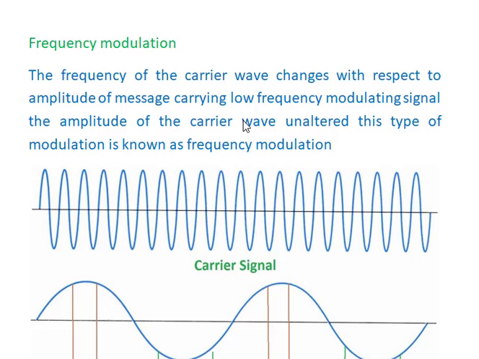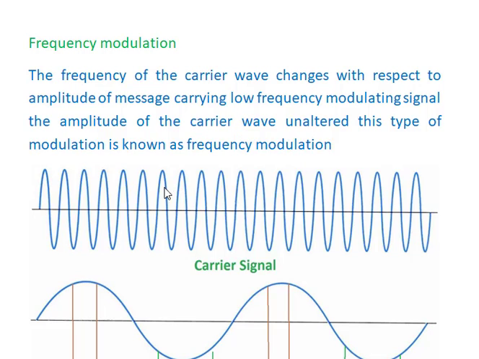Dear students, today we discuss frequency modulation. We know well that frequency modulation is nothing but the frequency of the carrier wave varying with respect to the amplitude of the modulating signal. This type of modulation is known as frequency modulation.